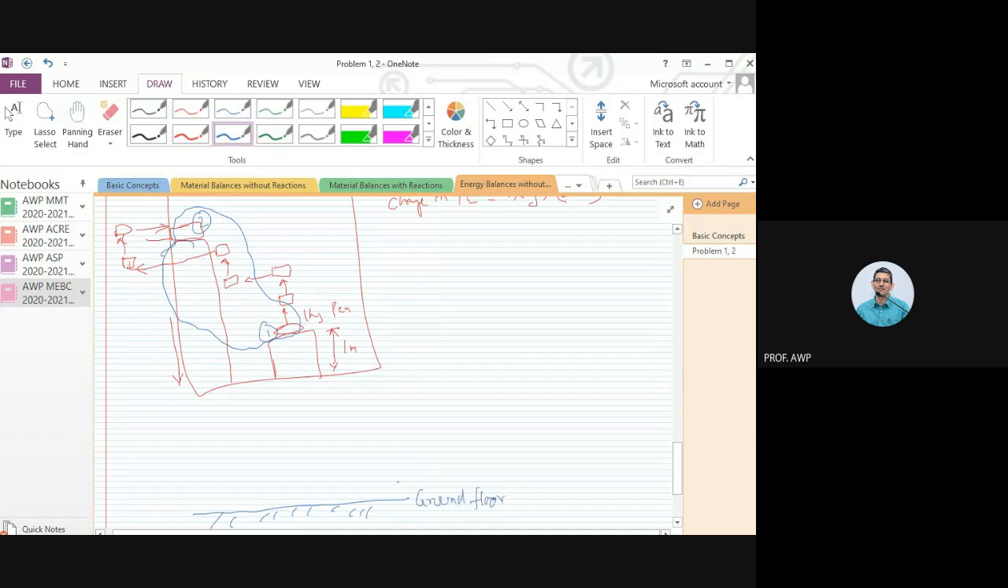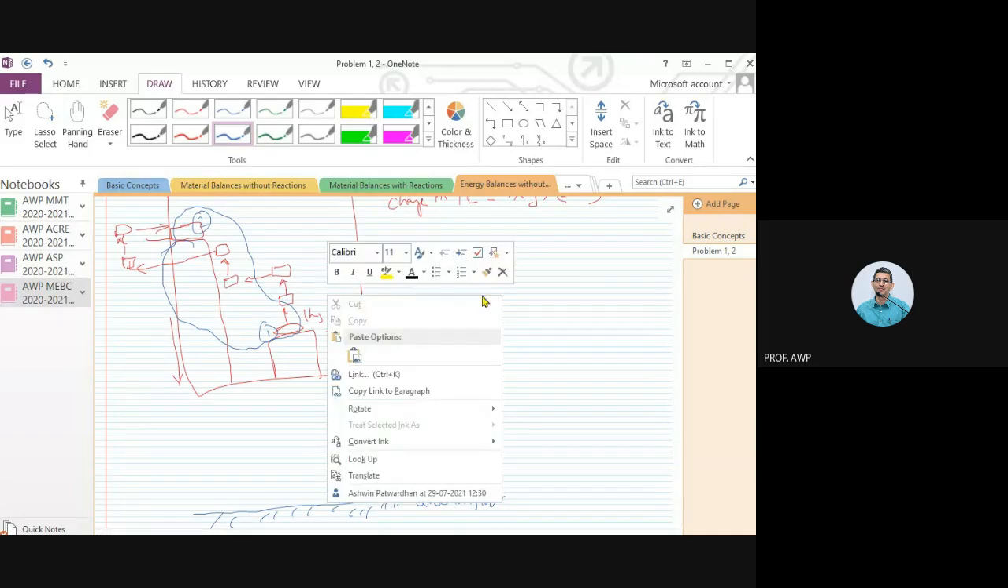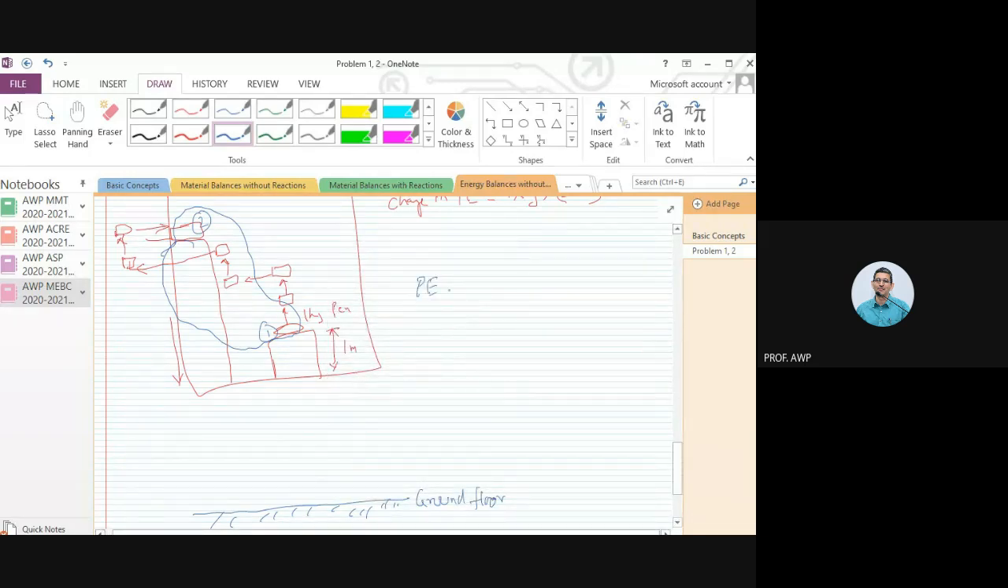I will define potential energy with respect to the ground floor. What is the potential energy of the pen at 1? It is the mass of the pen, 1 kg, into g, into the height of the pen with respect to the ground floor. Suppose you are staying on the 2nd floor. This height is say 10 meters, or 3rd floor. This height is say 10 meters. What is the potential energy of the pen at 1?